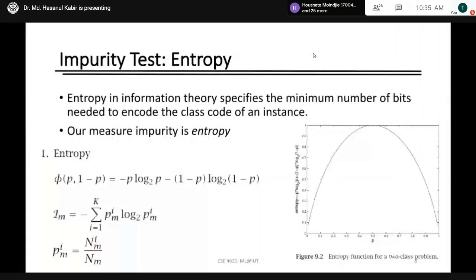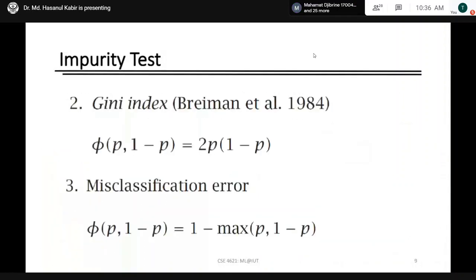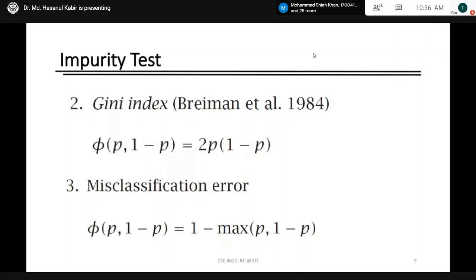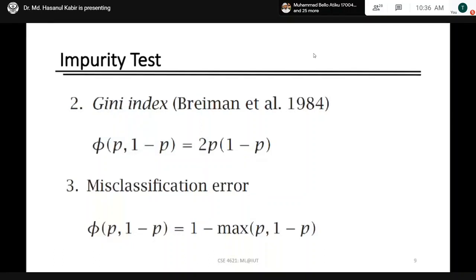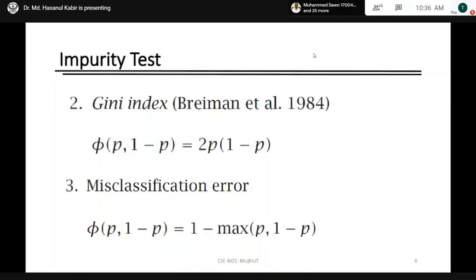Understood? Okay. So what other impurity measures do we have for two classes? These are specifically for two-class classification. One other impurity measure is the Gini index, which is equal to twice the probability of class 1, P, times the probability of class 2, that is 1 minus P. Or we can have the misclassification error, which is simply the maximum among the probabilities of the two classes or multiple classes, and you simply subtract it from 1. That will give you the impurity measure.